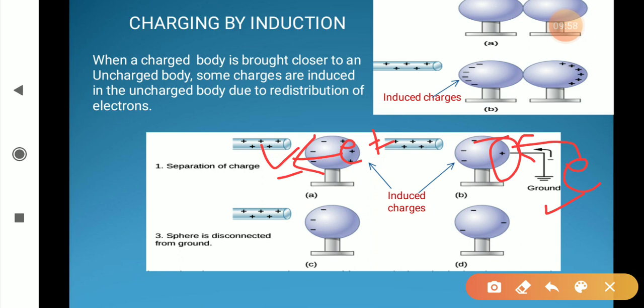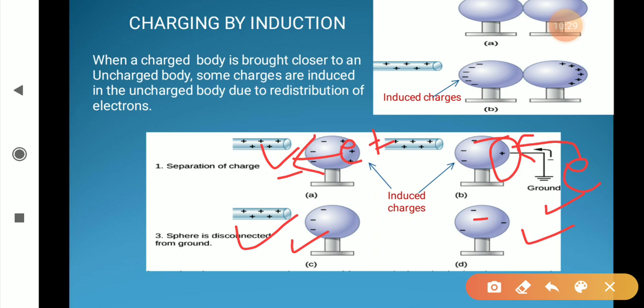Now the next possibility is, now the connecting wire has been removed, and here this positively charged rod is held closer to this sphere. So negative charge is held at this place. Now this rod is removed, and now the negative charge gets equally distributed all over the metallic sphere. So this sphere is charged by a negative charge just by bringing a charged rod closer to it.